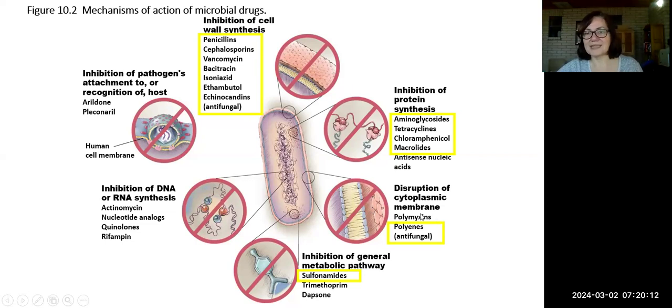So polymyxins can act on the phospholipid bilayer of bacteria. The polyenes are an antifungal. They can act on the phospholipid bilayer of fungi.